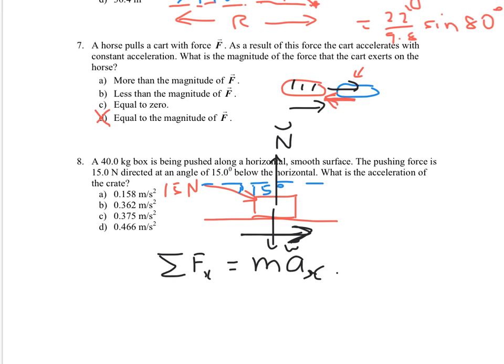Now, if you look at this force of 15 newtons, its x component is the adjacent side to the 15 degrees. So the component would be 15 cosine 15 degrees. This would be equal to the mass, which is 40, times the acceleration. And running to your calculator and working it out, you find that it is 0.362. That's the answer.